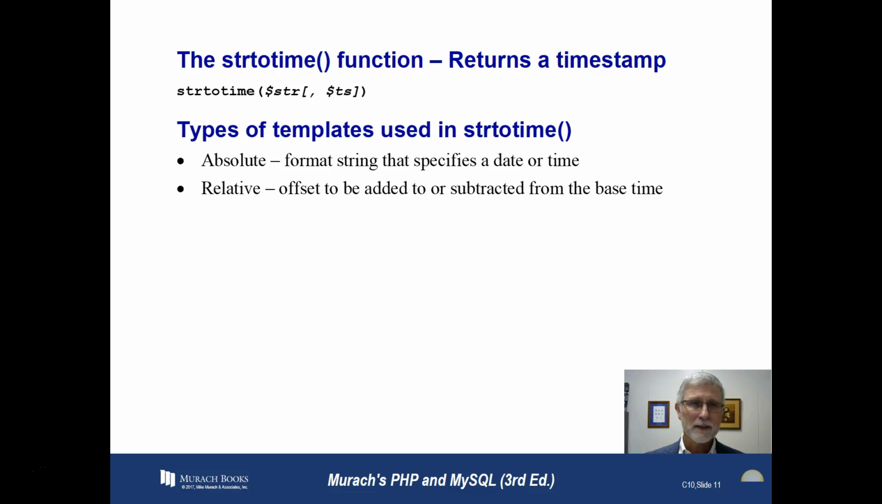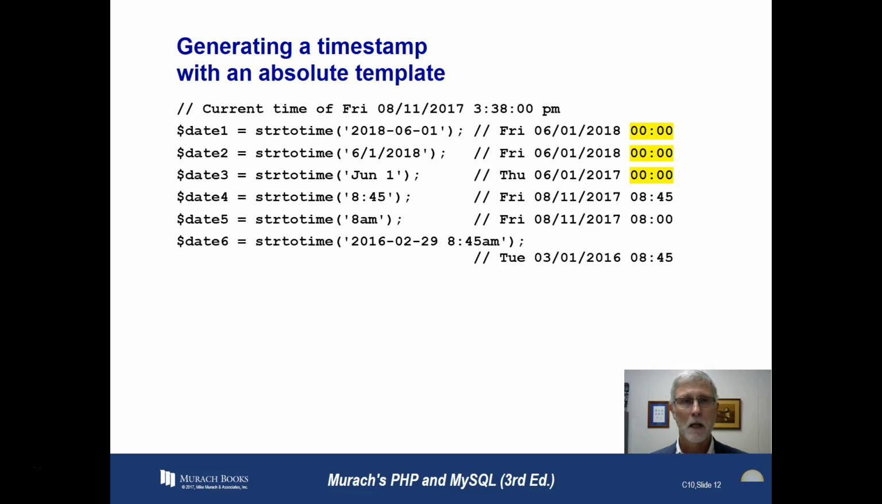There's an absolute and a relative. So absolute says, I'm going to give you a specific date and time that I want to have, I need this string, this timestamp for this particular date. Or I can give you a relative: give me an offset based on a given start, or give me a base time, add or subtract from a given date time to give me that timestamp.